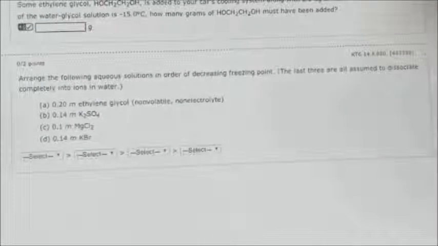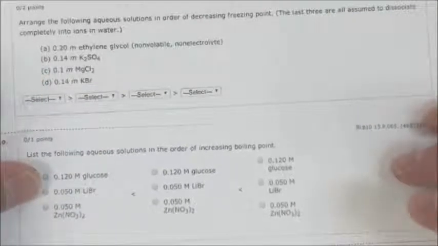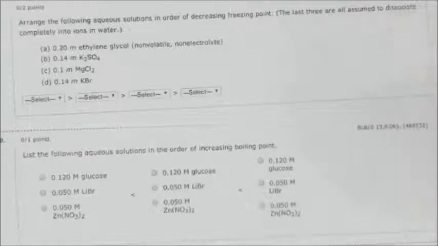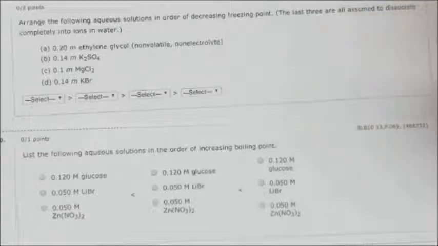Number 8 and number 10, I believe. Let me see. Let me find the next page here. Yeah, number 8 and number 10. Let me fold this back. There's 8 and there's 10. Number 8 and number 10 are similar problems. They're asking you to arrange some solutions in order of decreasing freezing point here in number 8 and increasing boiling point here in number 10.